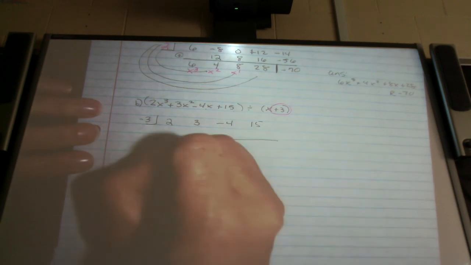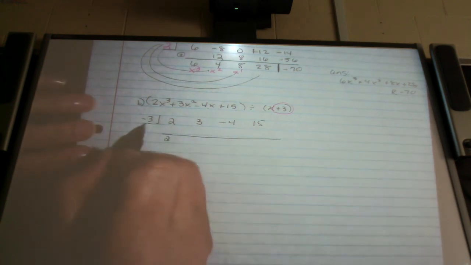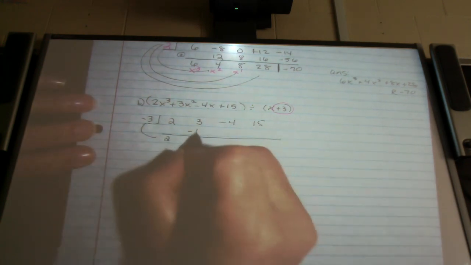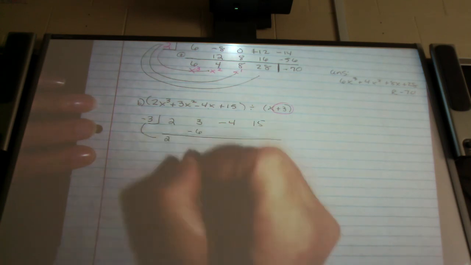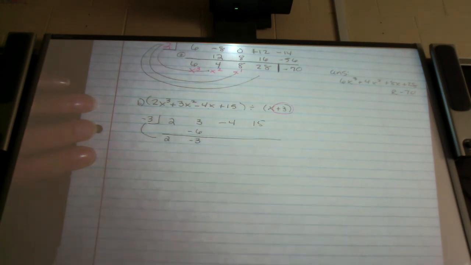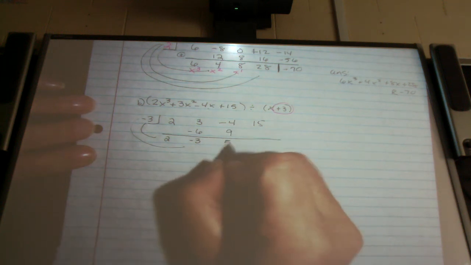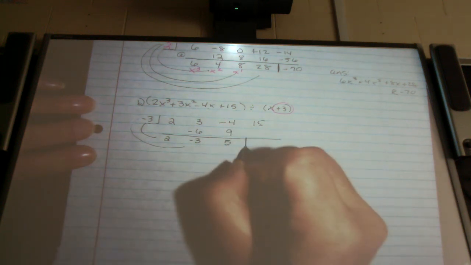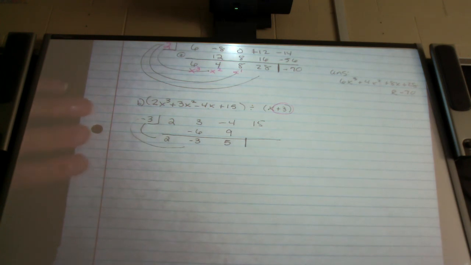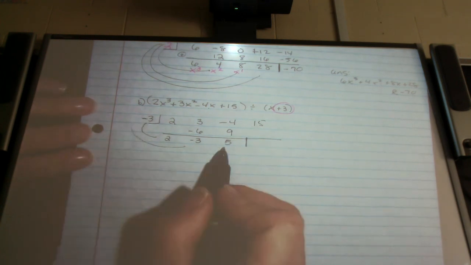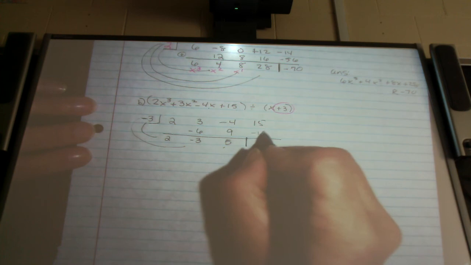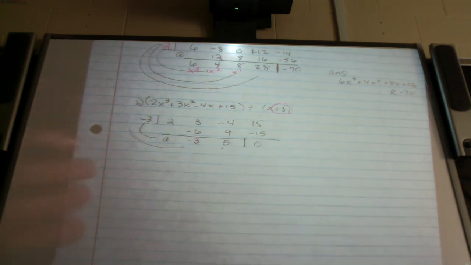Drop the 2 down, and now multiply. Negative 3 times 2 is negative 6. Add them up. Negative 3 times negative 3 is 9. Add them up. Remember, our last number is going to be our remainder. And negative 3 times 5 is negative 15. Add them up, we get 0.